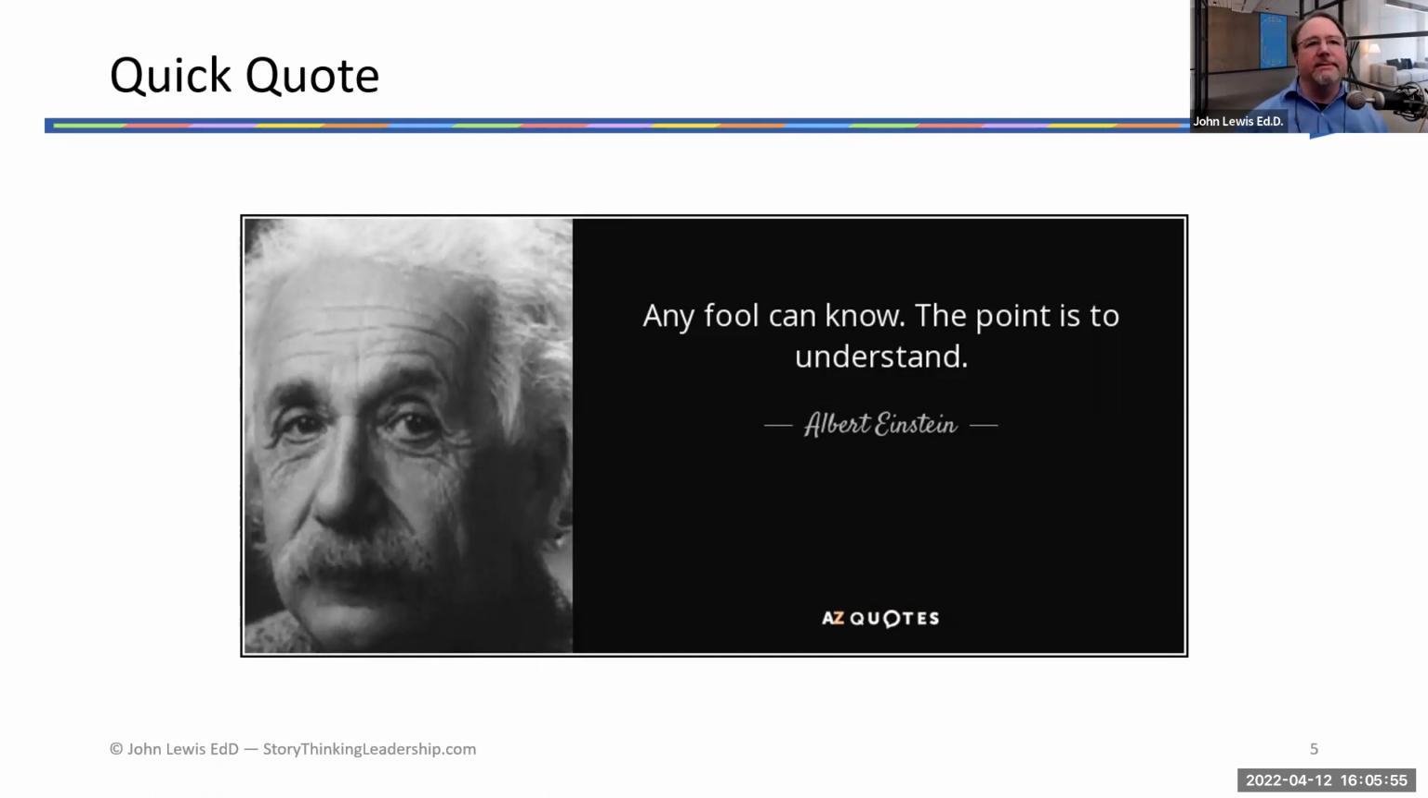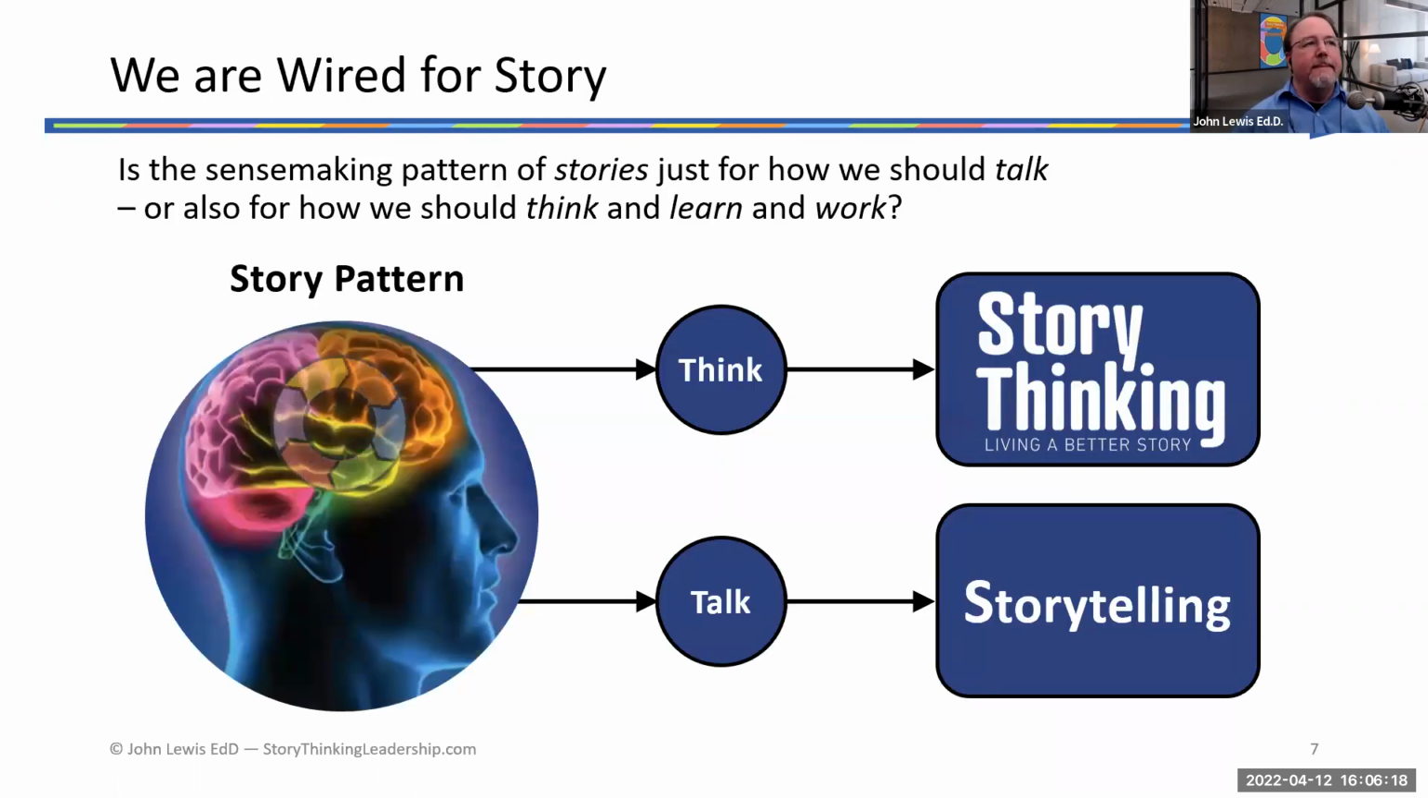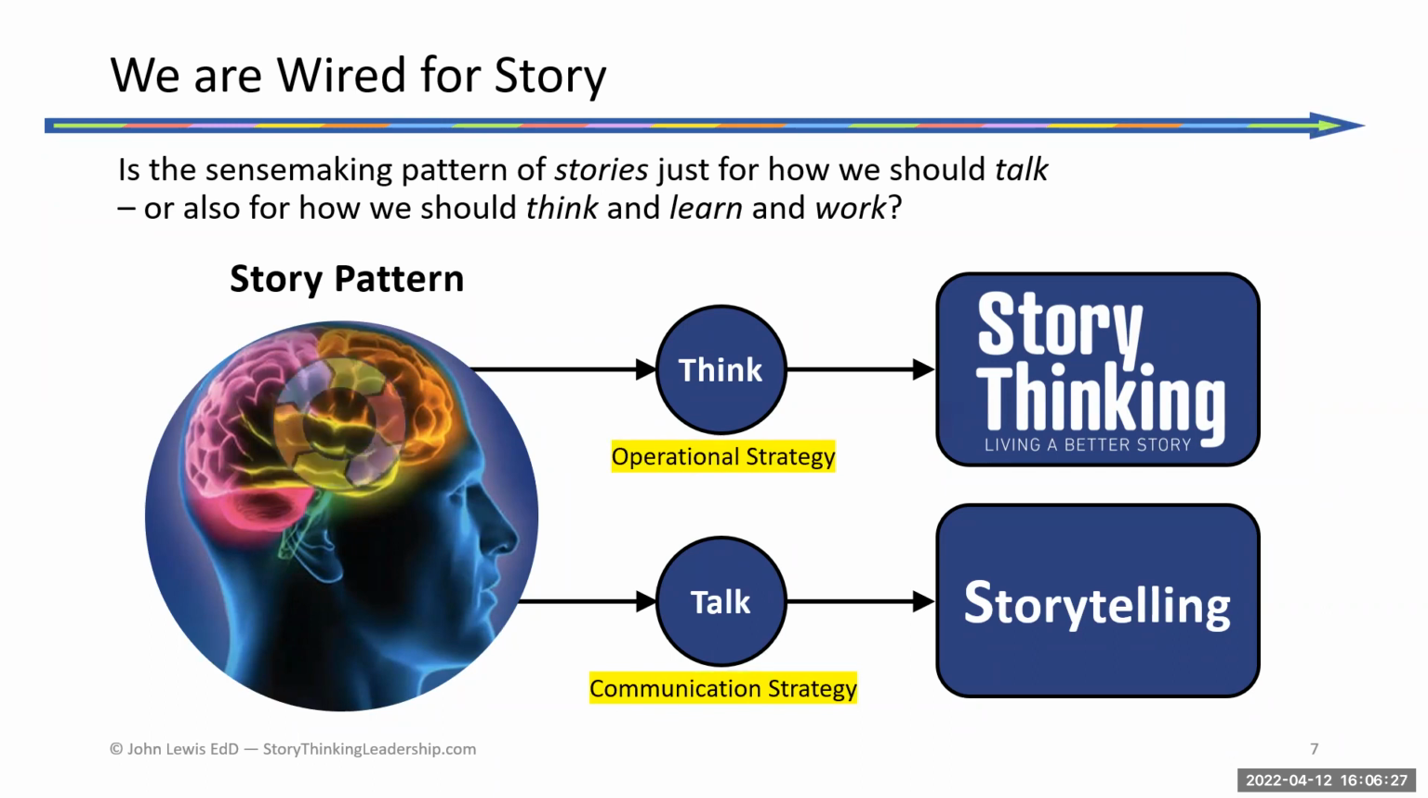How do we understand? As we have gained knowledge from neuroscience about the importance of story and books written about the fact that we're wired for story, we say that we think in story. We think in story. Sounds like story thinking. It's hardwired in our brain. It's how we make strategic sense of the otherwise overwhelming world around us. So the question is, is the sense-making pattern for stories just for how we should talk? Or is it also for how we should think and learn and work?